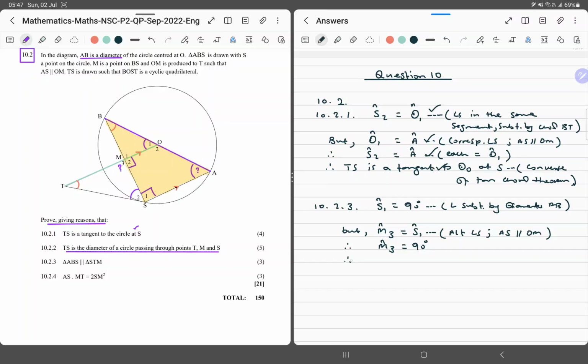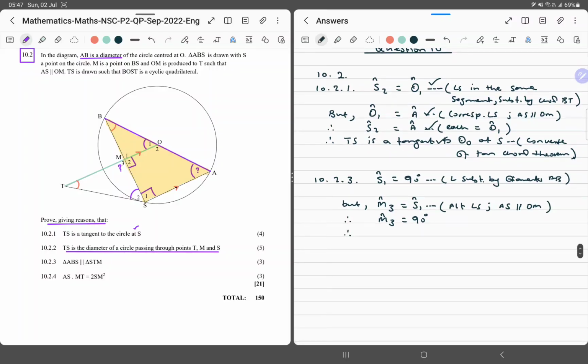As a result, if we prove that, then we know that technically TS is a diameter of the circle passing through T, M and S. What is that? That is because of the converse of angle in the semicircle. Yes, that is the story.